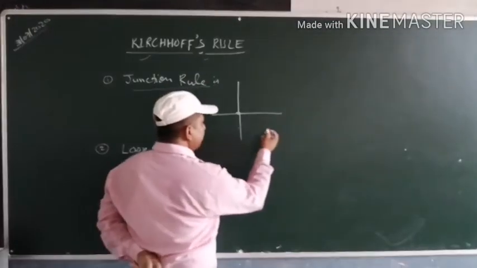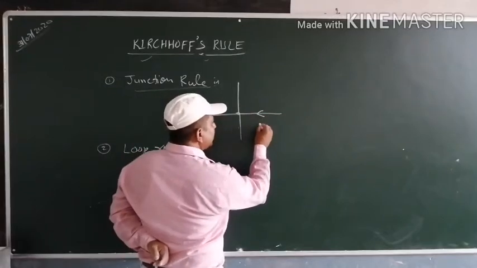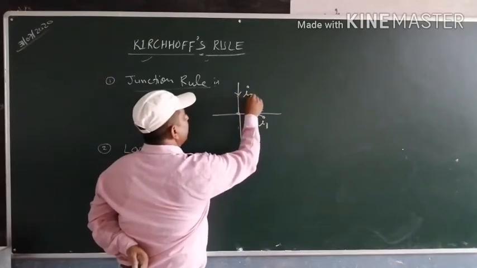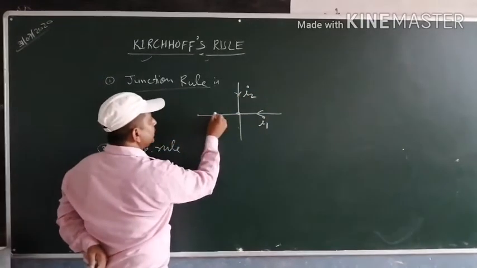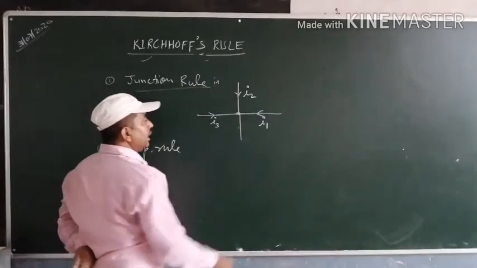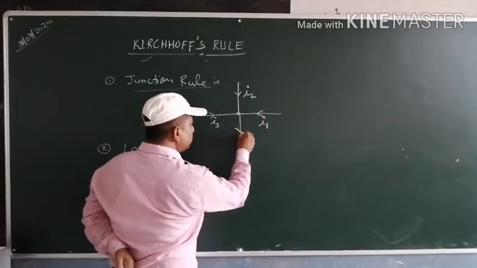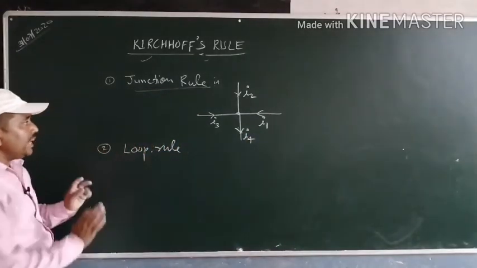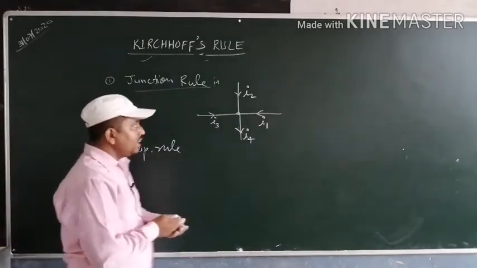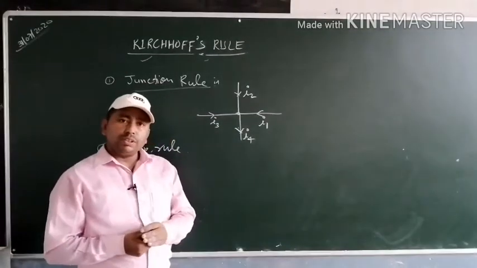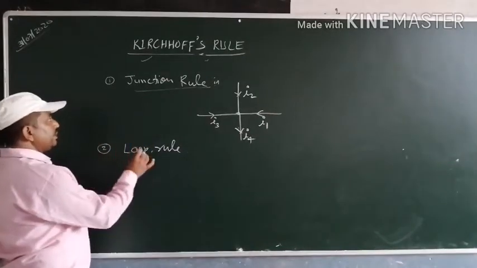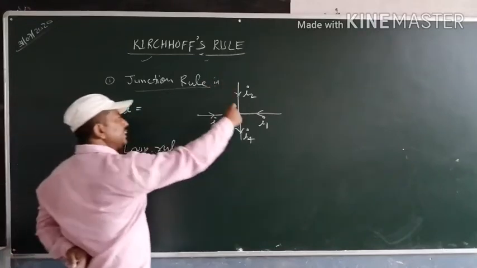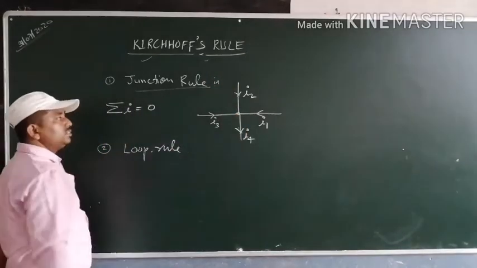In this, if current I1 is coming towards the node, I2 is also coming towards the node, I3 is also coming towards the node, and I4 is going away from the node, then the algebraic sum of the electrical current will always be equal to 0. This is the junction rule. The algebraic sum of the electric current meeting at any node is always equal to 0.